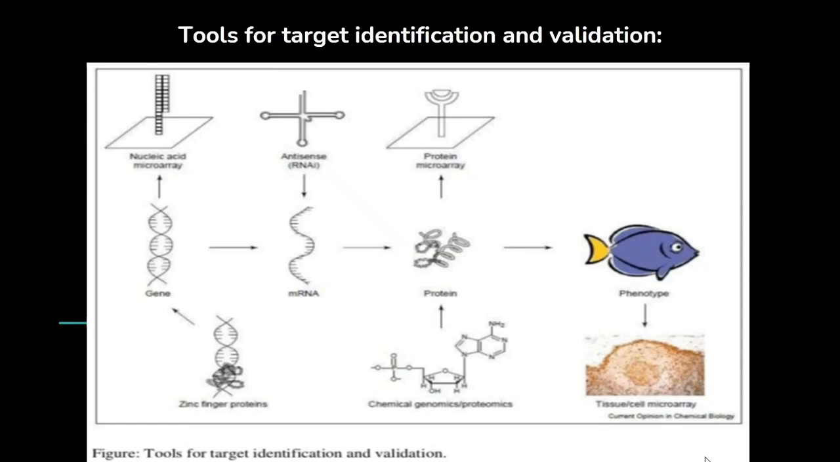Zinc finger proteins are a DNA transcription targeted version of knockdown. Chemical genomics and proteomics are emerging tools for generating phenotype changes, thus leading to target and hit identification. Target identification with proteomics is performed by comparing the protein expression level in normal and diseased tissues. NMR-based screening as well as activity-based protein profiling are trying to meet the requirements of a high-throughput target identification.